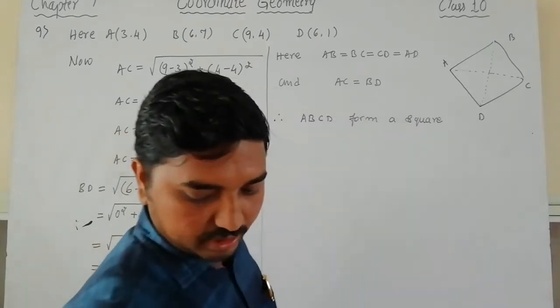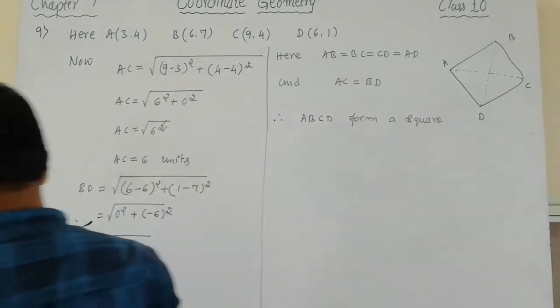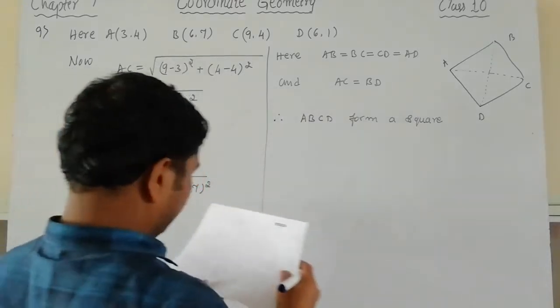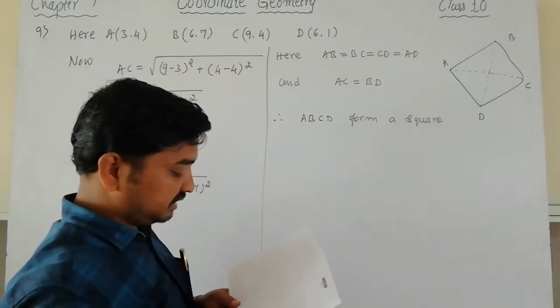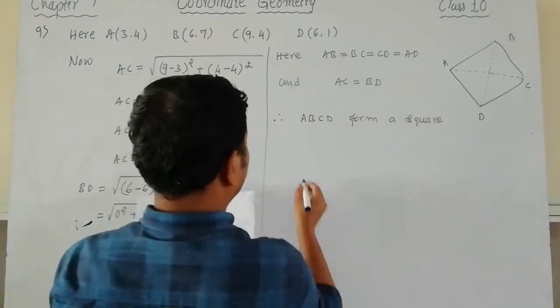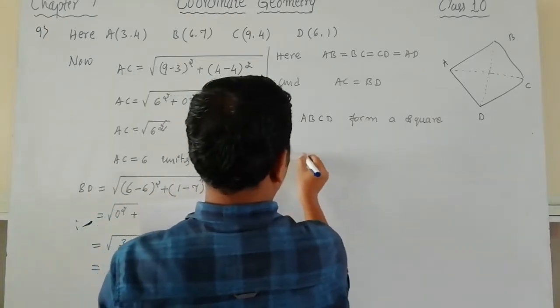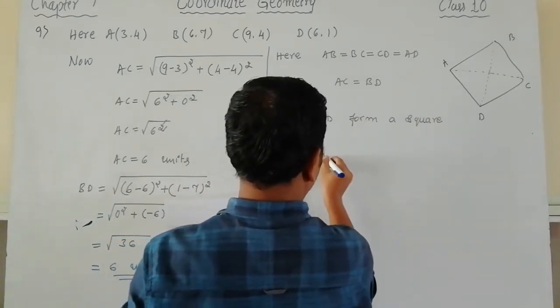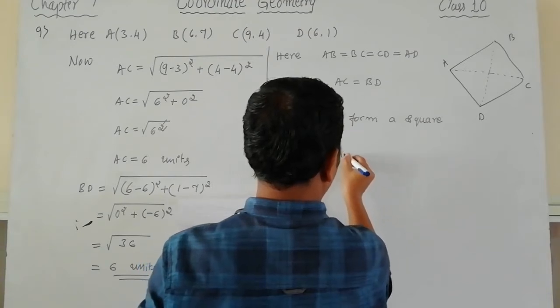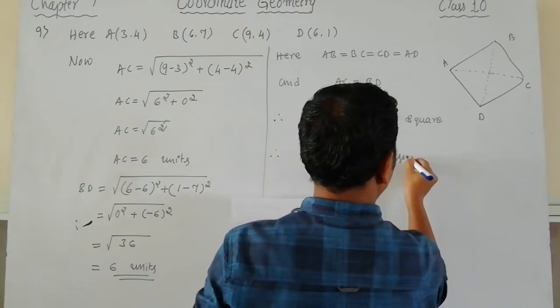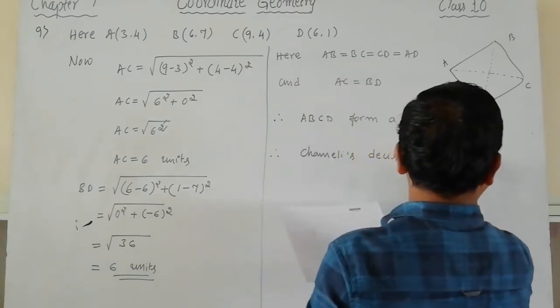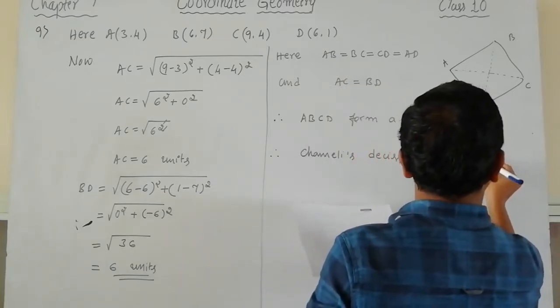So that's why finally you have to say who is right actually. Okay, so who says it is a square? Chameli actually, it is the decision by Chameli. Okay, so now we can write therefore Chameli is correct. Okay, Chameli's decision is correct. This completes the solution.